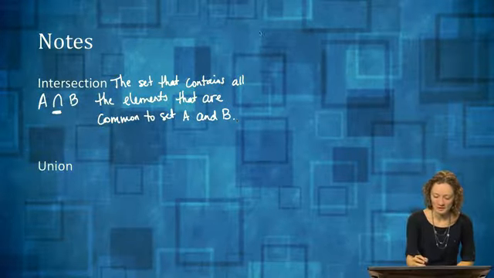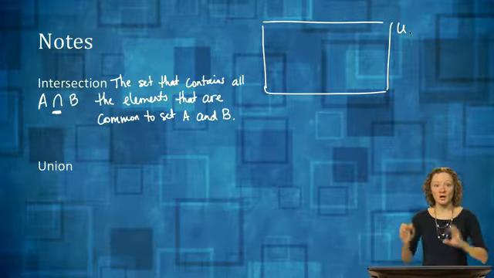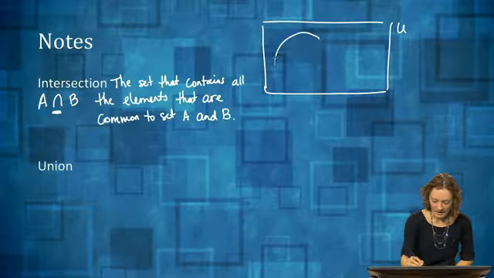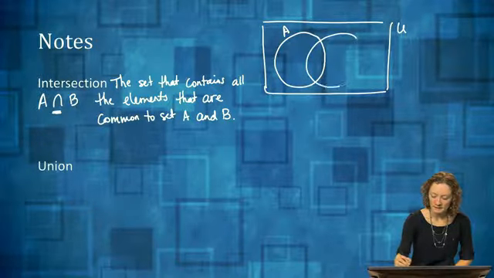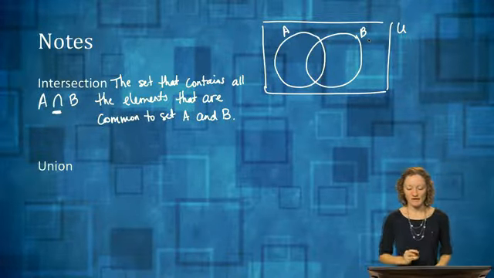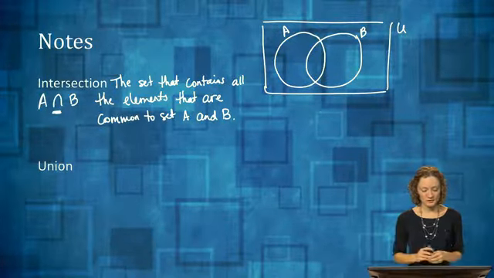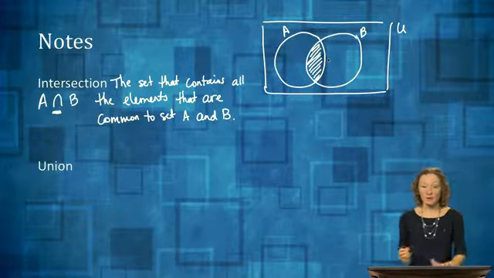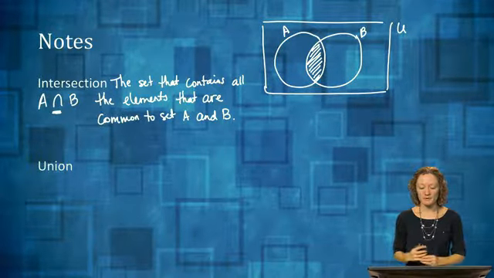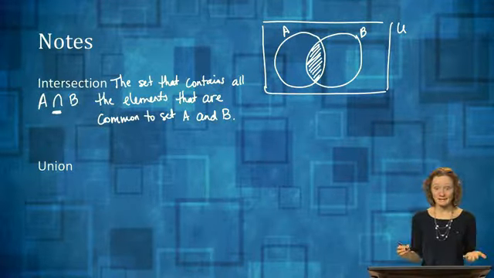So let me give you the visual of this. If this is our universe, still the same universe containing all the people in Japan, we have set A, which are the people that own a turtle, and set B, people that own a cat. And if we're looking at the intersection, it is where the two sets intersect, the set that contains all the elements that are common to both. We are looking for the elements that fall in their overlap, items that are common to both of them. So in our scenario, this would be people that own a turtle and a cat.